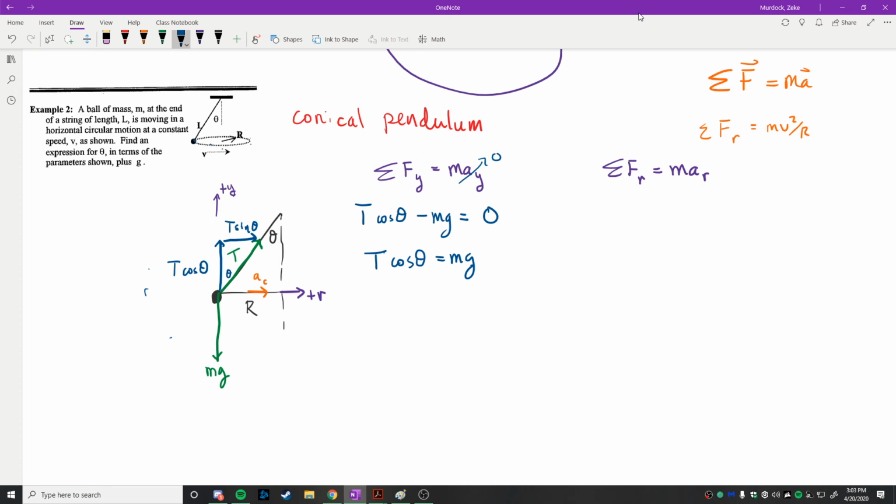Okay? In the radial direction, we only have this one force, which is T sine theta. And so that has to be equal to mass times its radial acceleration, but it's moving in circular motion, so that's going to be mv squared over r. And now our goal was to find theta. So we can just solve this. We can eliminate T. Take this and plug it in over here.